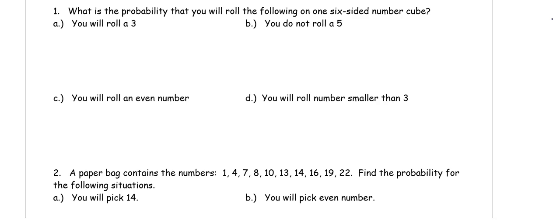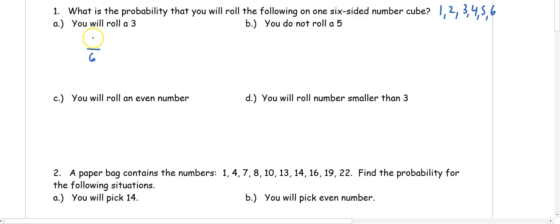So what is the probability that you roll the following on one six-sided number cube? So remember, a six-sided number cube is like a six-sided dice. So it has the numbers 1, 2, 3, 4, 5, and 6 on the dice. So what's the probability you will roll a 3? Well, there's 6 chances that can happen, and rolling a 3 is only going to happen 1 out of those 6 chances. So our probability is 1/6.